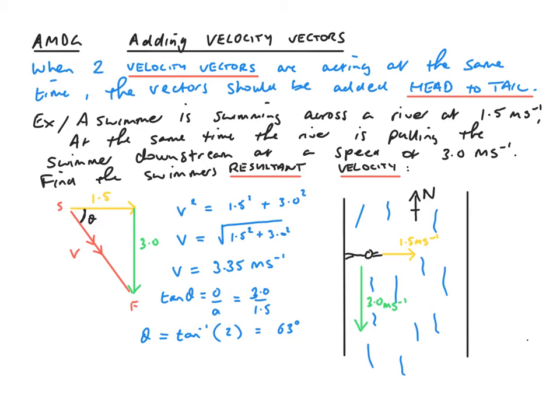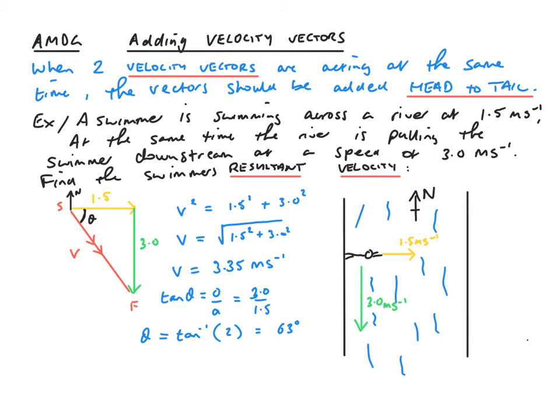Okay, but we're not quite finished yet because we need to work this out as a 3-figure bearing. So if we go back up to the original diagram, remember that this direction is north, so that means that we can mark that in on our drawing here. So that direction there is north. So the angle that we're actually trying to work out, so that we've got a bearing, is the angle clockwise from north until we get to the direction of the resultant velocity. So it's this angle here.